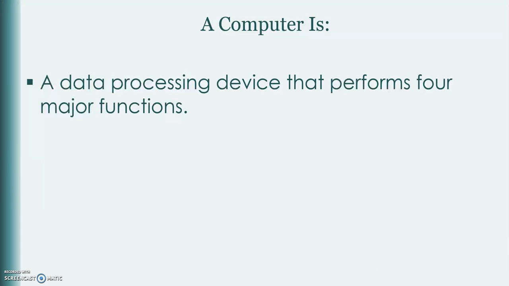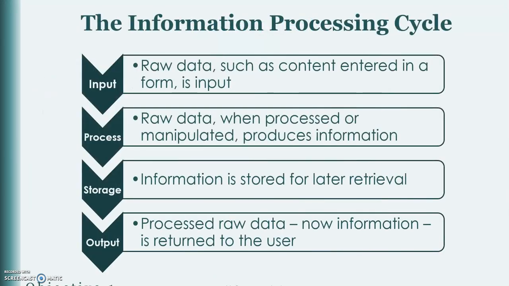So if I were to ask you what a computer is, I'd like for you to simply tell me that it is a data processing device that performs 4 major functions. So what are those functions? Well, we can actually think of them as steps. These 4 steps are input, process, storage, and output. And collectively, we call these steps the information processing cycle.